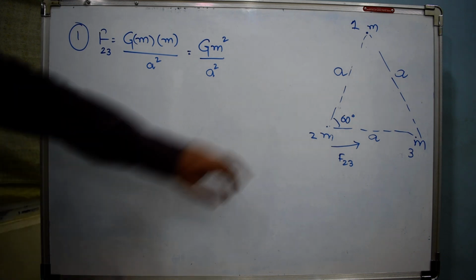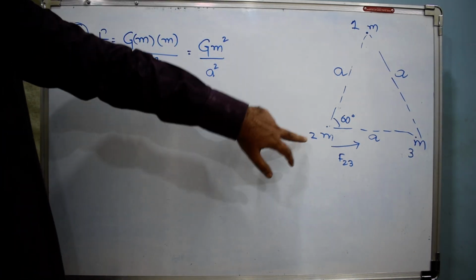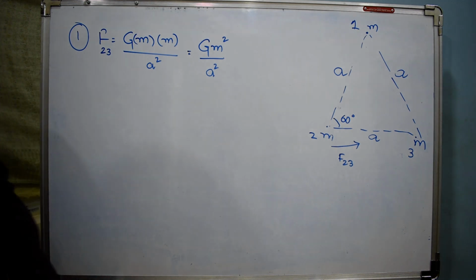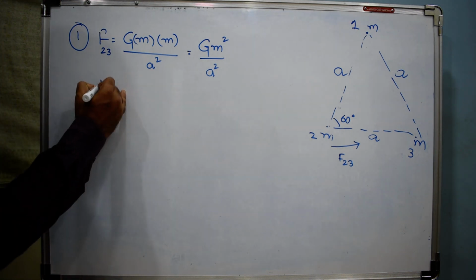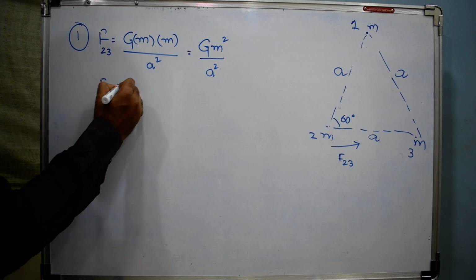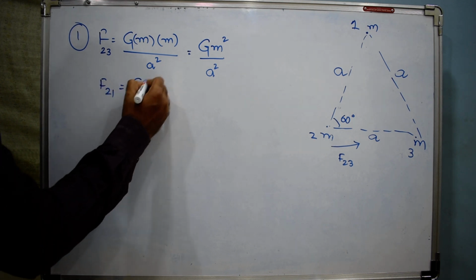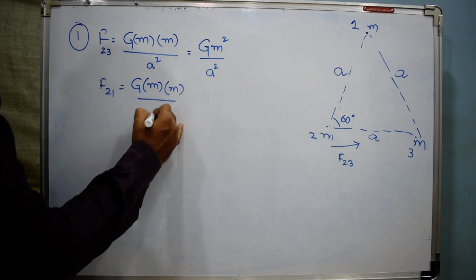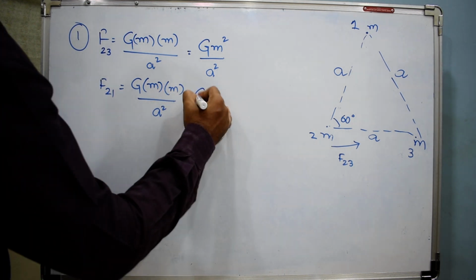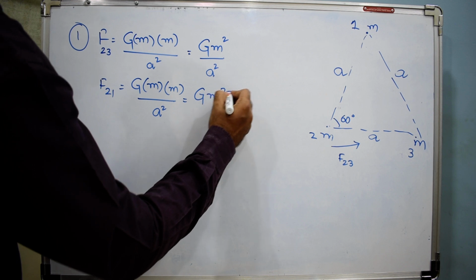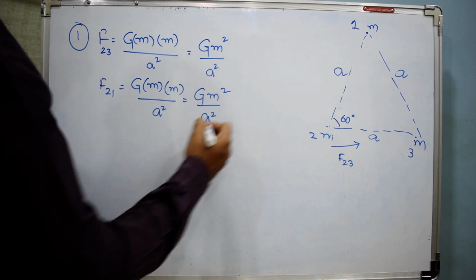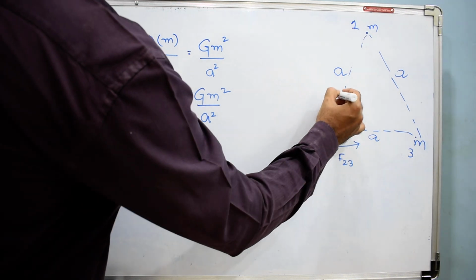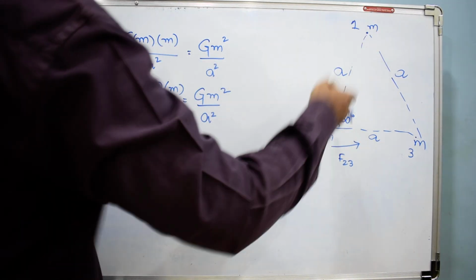Similarly, the first mass will also exert a gravitational force on this second mass, and that is given by the same law of gravitation, G into the product of the masses by the square of the separation between them. So the magnitude of the force also comes out to be the same in this case, but the difference is that the direction will be different. It will be along this line connecting these two masses.